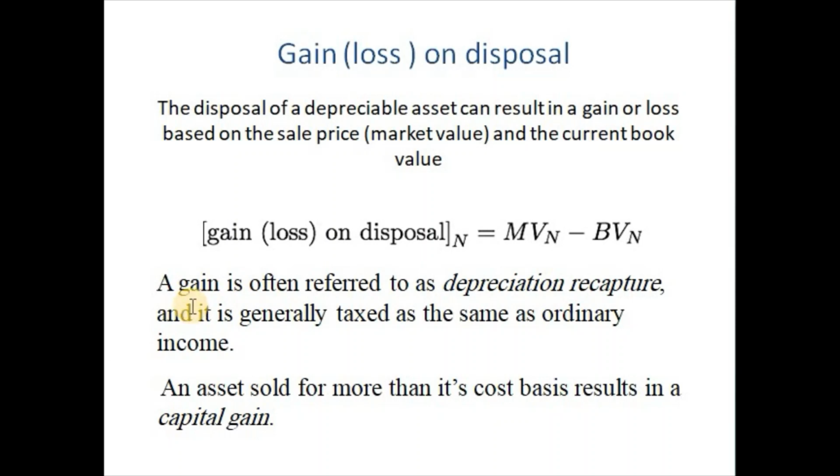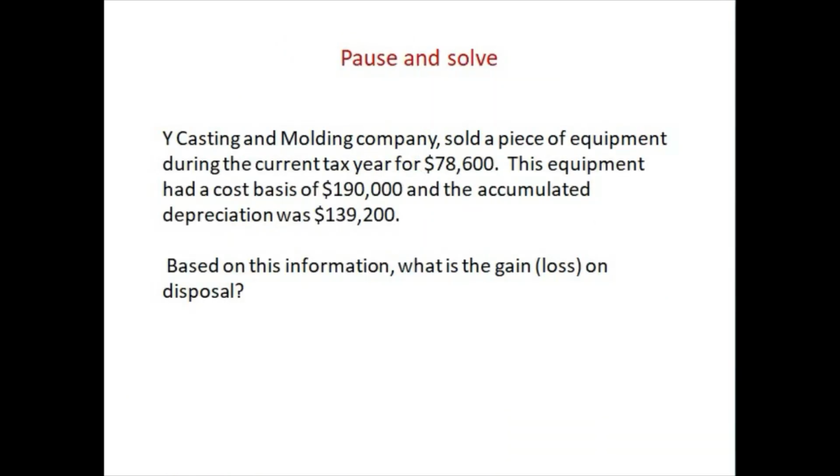So when I get a gain, I will treat it as a normal income and I will apply taxes to it. In this case, when I get an income, this means that the market value was greater than the book value. What if the asset was sold for an amount which was greater than the cost basis, the original price that you got in the first place? So this will give me a capital gain. Now let's see an example here.